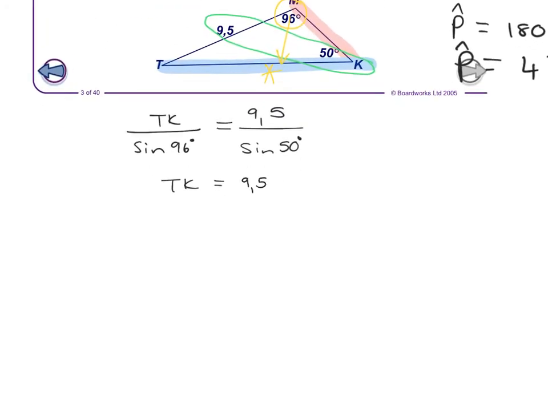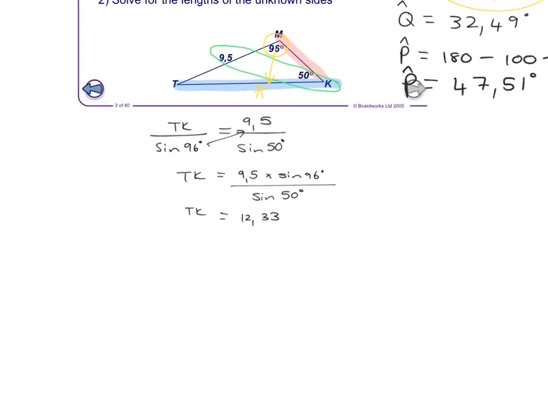So 9,5 times by sine 96, because you just take it across, over sine 50 degrees. Pop that into your calculator and you'll get the answer. And I get 12,33 units. So then now we've got to work out the next side. Okay, so let's just fill in what we've got here. So we've got 12,33. Okay, so we've still got our complete side.